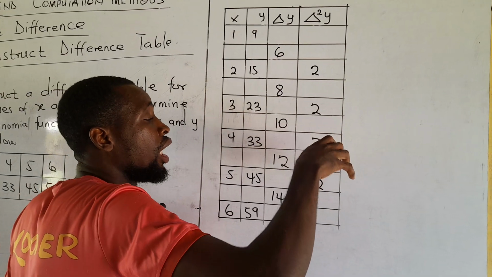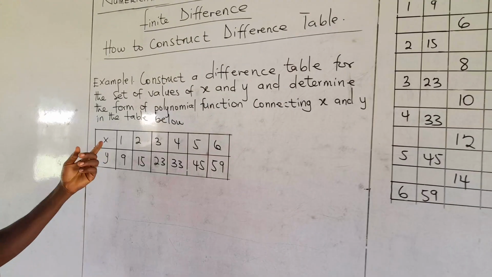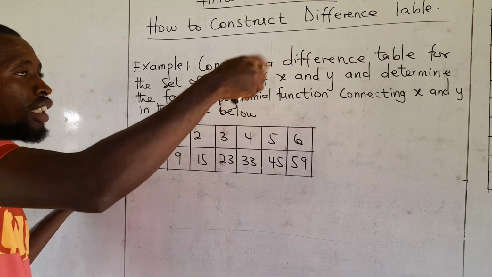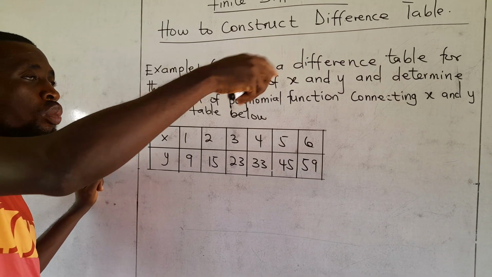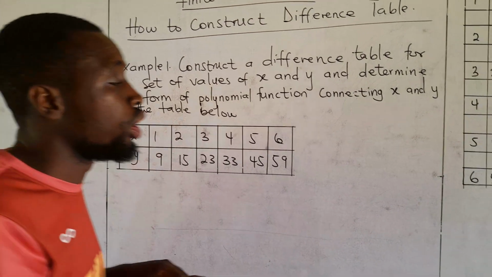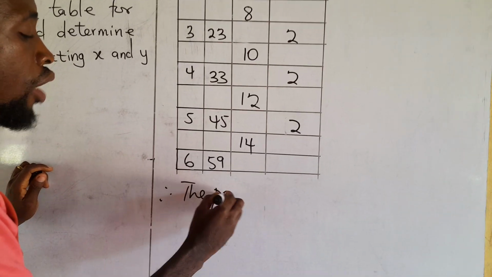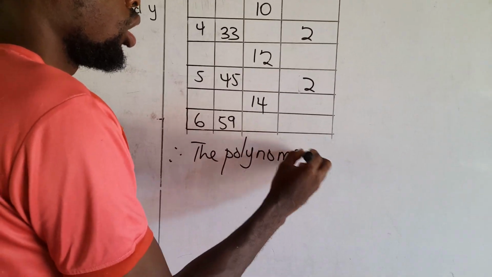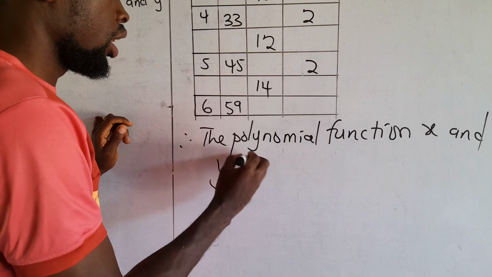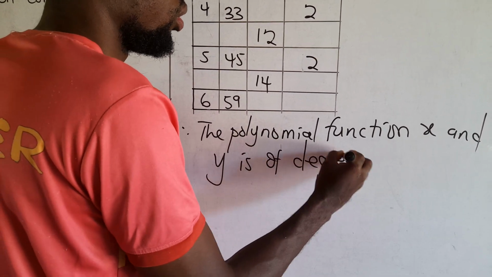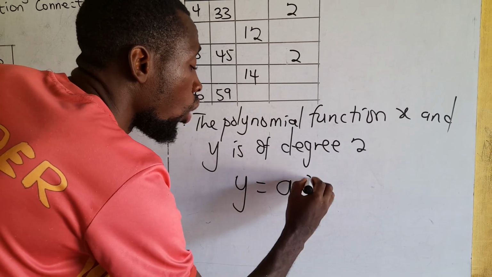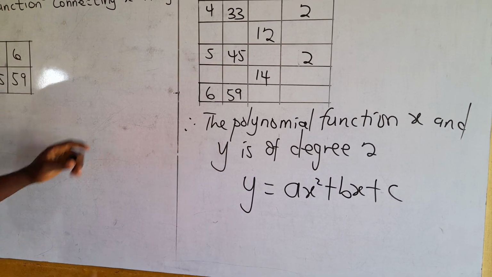Since the second difference is constant, that means the polynomial function connecting x and y is of degree 2, of second degree. As far as the second difference of our difference table is constant, then the polynomial function that connects x to y or y to x is of degree 2. So we say that, therefore, the polynomial function connecting x and y is of degree 2. And it will be in the form y equals a second degree polynomial, that's ax squared plus bx plus c. I hope you get that.